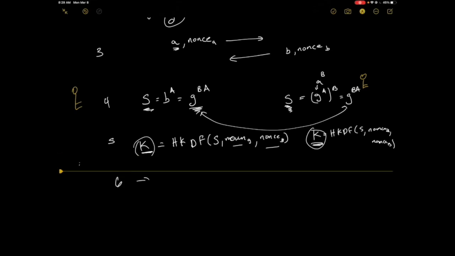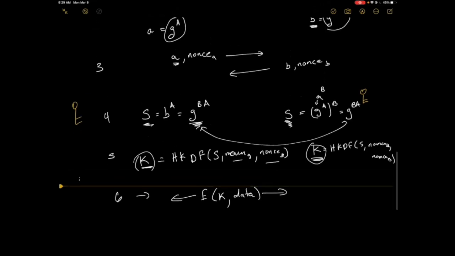But in the sixth and final step, we'll go ahead and we'll just encrypt our data with our key K. And we can do that on both sides because both people have arrived at the same K.